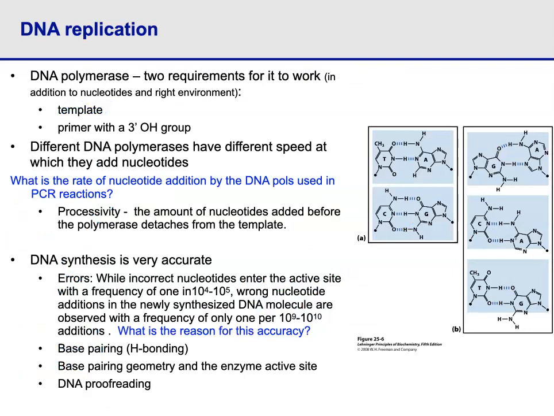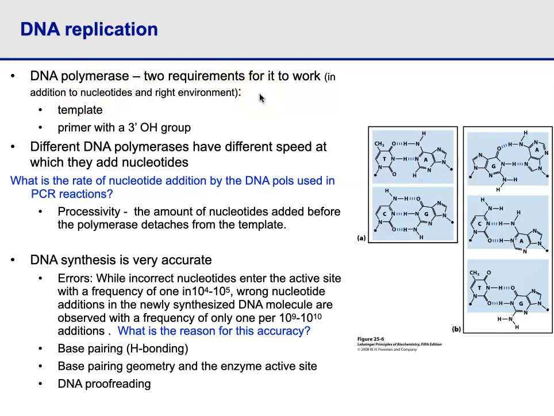All right. Now let's focus a little bit on the DNA polymerase functionally. We're going to talk about it structurally next time, but functionally, what is required for DNA polymerase to work? So in addition, for polymerization to happen, we need nucleotides and the right environment. Okay, everybody will agree with this.